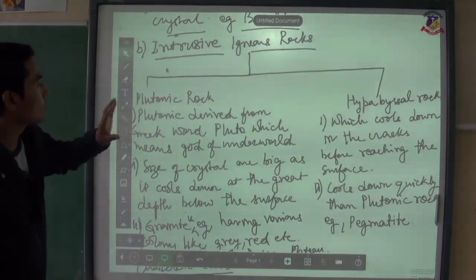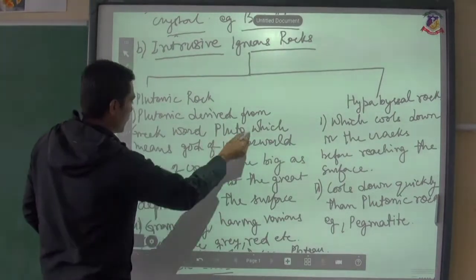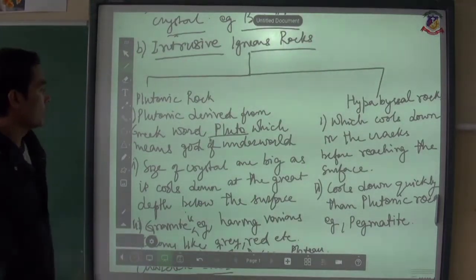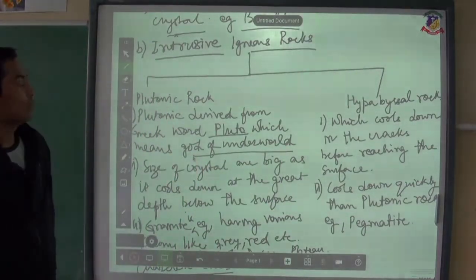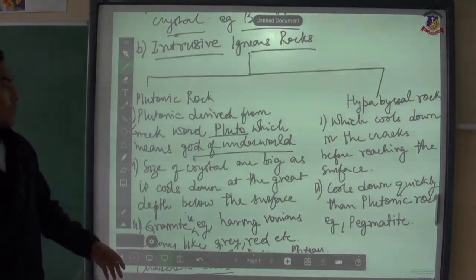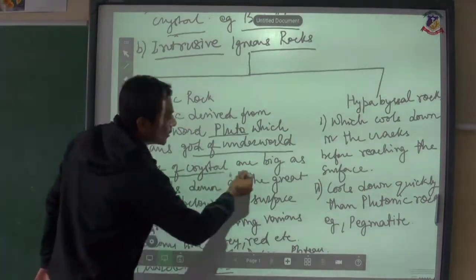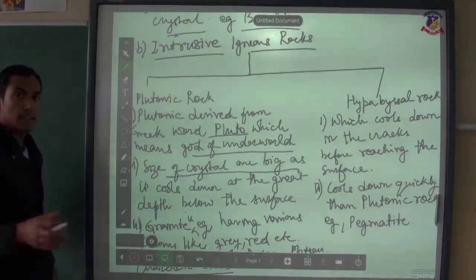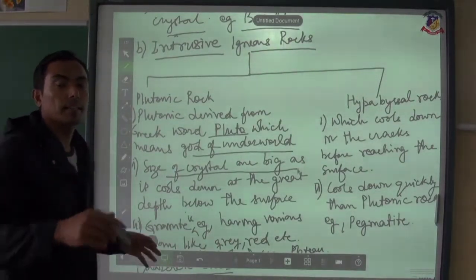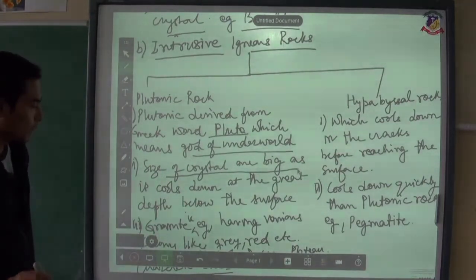Now plutonic is a word derived from the Greek word Pluto, which means god of the underworld. Why has it been referred to as god of the underworld? Because this plutonic rock is found at a greater depth of the earth, and that is why it has been referred to as god of the underworld. And the size of crystals is big. The size of crystals is very big as it cools down very, very slowly beneath the earth's surface, and that is why it is referred to as a plutonic rock.